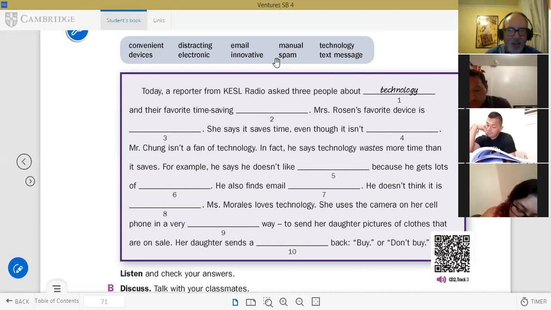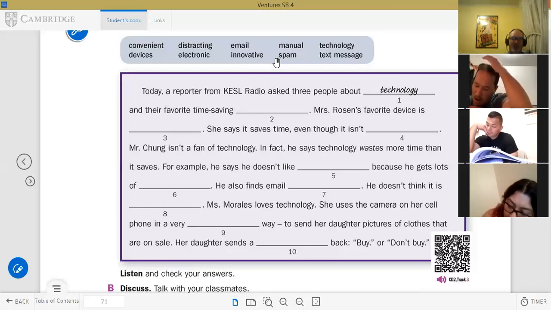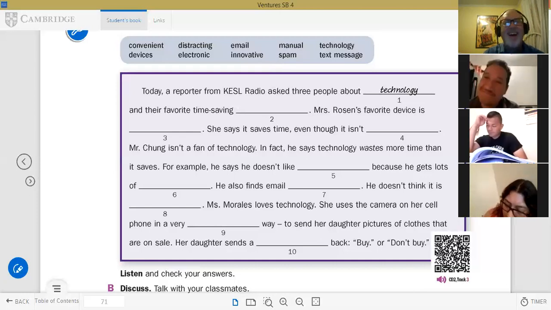Mrs. Morales, on the other hand, she's a techie. She loves technology. She uses her camera on her cell phone in a very, what kind of way? Innovative way. A new way. What does she do? She sends her daughter pictures of clothes that are on sale. Her daughter sends a text message back. Buy it or don't buy it. Okay? No problem? All right. Good.